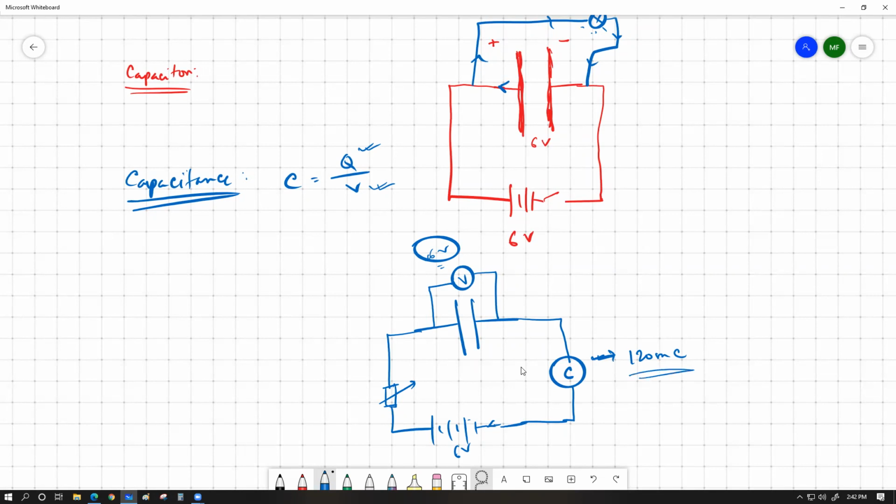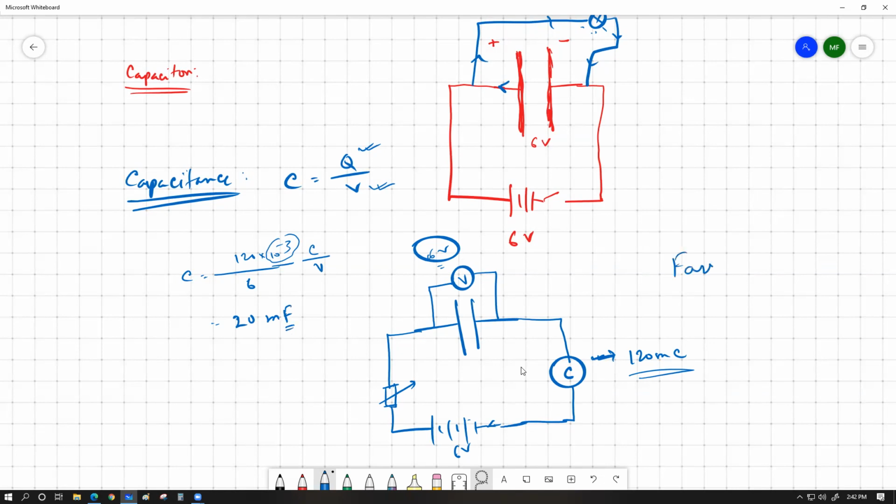So through this coulomb meter, we had 120 millicoulomb flow by. That would mean the capacitance of this capacitor is 120 times 10 to the power minus 3 divided by 6. This is coulomb over volts, which basically gives the unit of capacitance, which is farad. So this is going to be 20 millifarad. I'm going to keep the 10 to the power minus 3 as milli. So this is going to be millifarad.